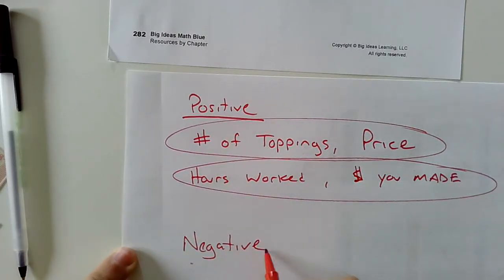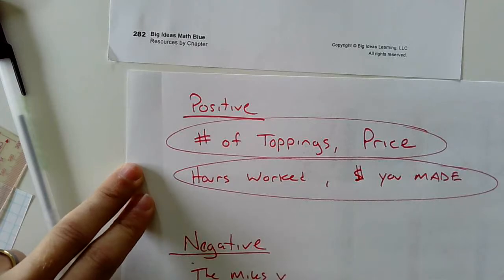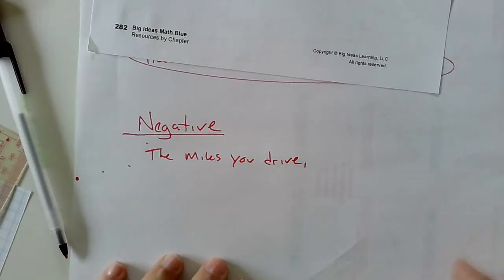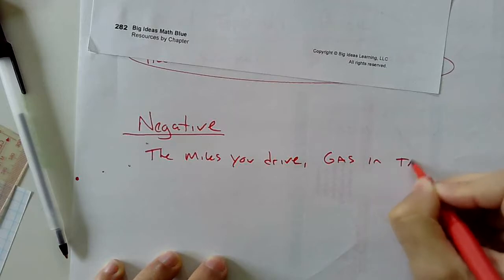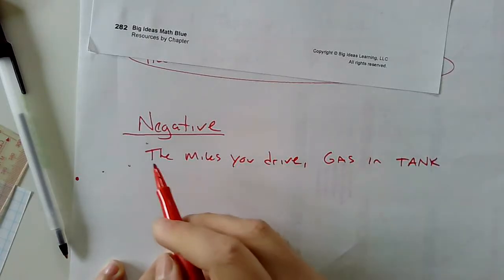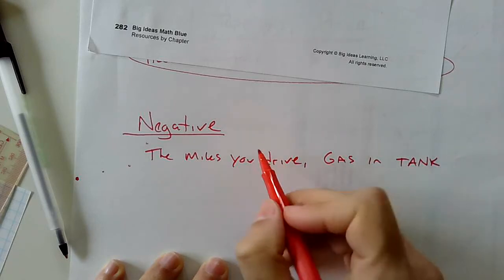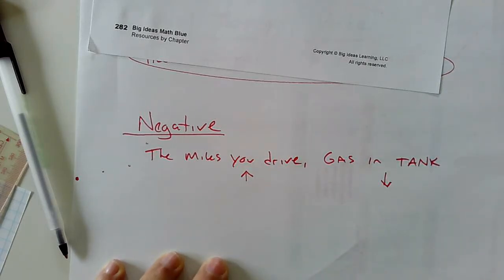Negative relationships, we could think of the miles you drive. And you can't see that. Sorry. The miles you drive and the gas in tank. So the more miles you drive, the less. So as miles goes up, gas goes down in your tank.